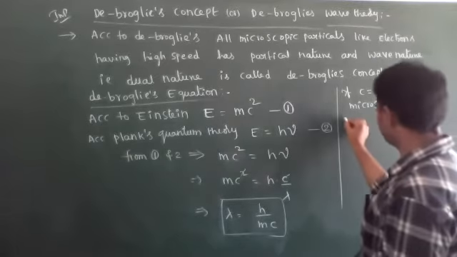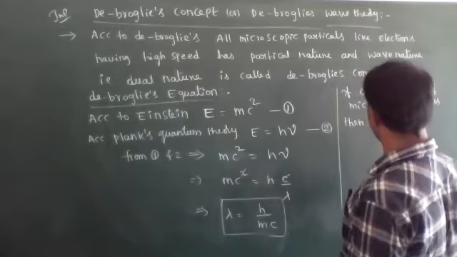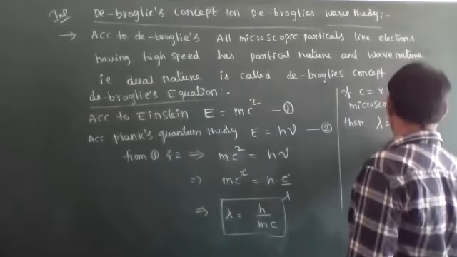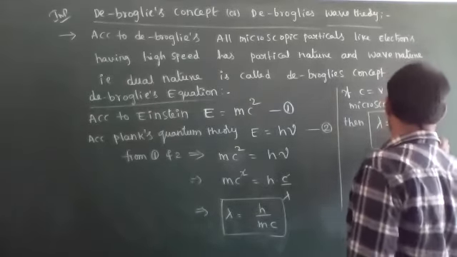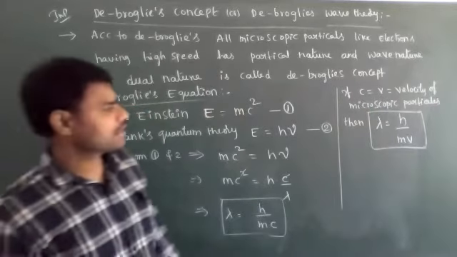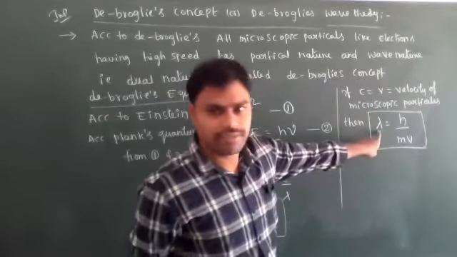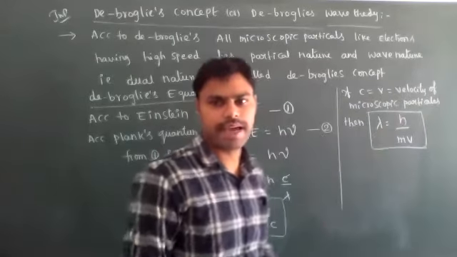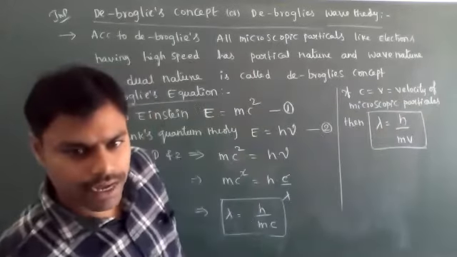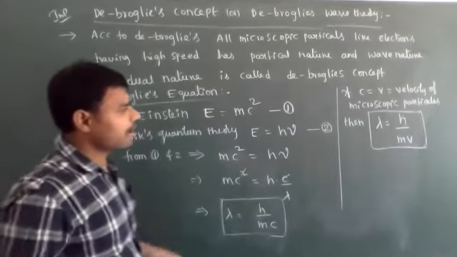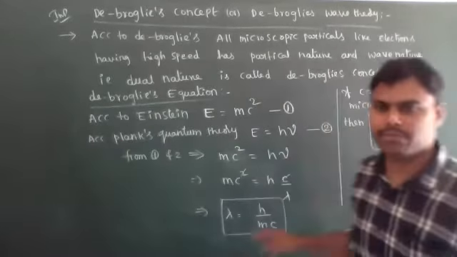Microscopic particles, then lambda is equal to h by mv. What is de Broglie's wave equation? In de Broglie's wave equation, lambda means wavelength. Wavelength is equal to h by mv. Listen carefully, it's a very easy formula. So how do I derive lambda is equal to h by mv?